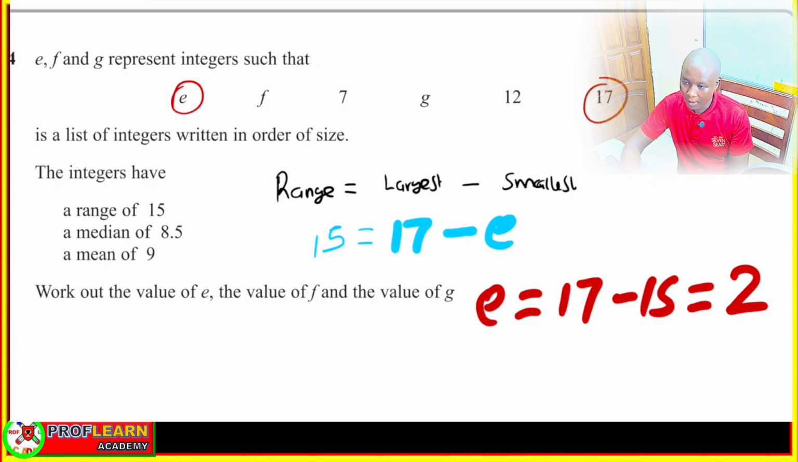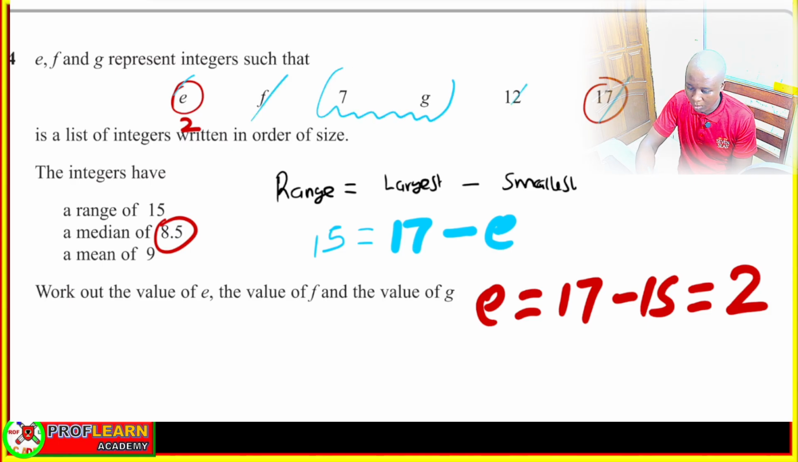Then we are also told that the median is 8.5. So if this is 2 here and you want to find the median, then the first number will cancel with the last number, this one will cancel with the second last, and then you're going to remain with 2 numbers in the middle, so that you can use them to work out the median.